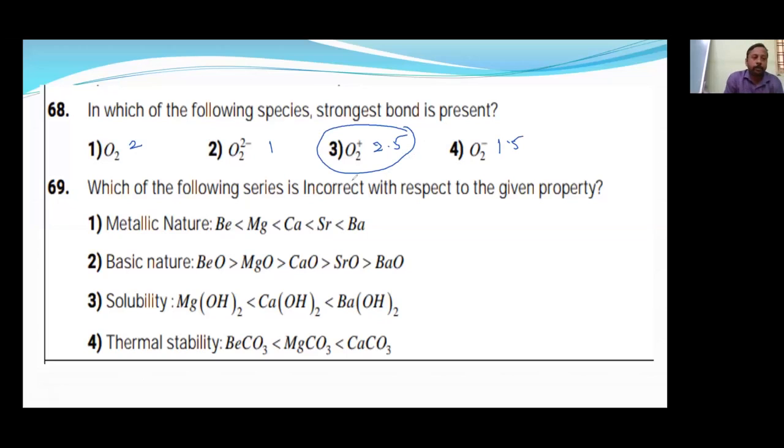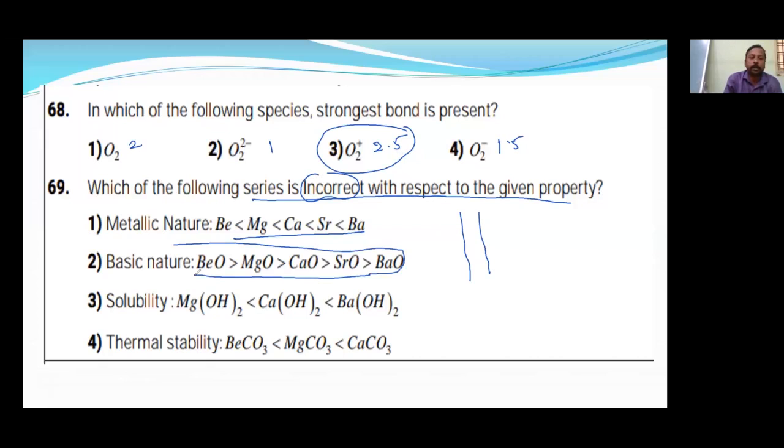Okay. Next, which one of the following series is incorrect with respect to the given property? You have to find out the incorrect one. Metallic nature. This is from the S block, in the NCERT reading series. In the NCERT, tabular form will be given, and by using that you have to find out the order. Down the group, basic nature increases. But here it says that it decreases. That's why it is wrong. So let's see the next question.